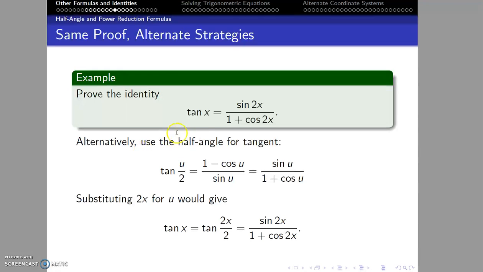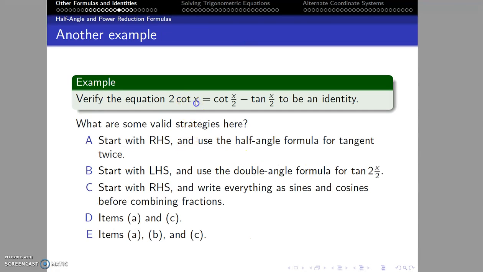Or again, like we had suggested on the previous slide, rewrite x on the left to be 2x over 2, and do the double angle formula for tangent, because this is 1 over tangent x, except now the angle in question that we're doubling is x over 2. Another option might be to start with the right-hand side, write everything as sines and cosines in x over 2, combine your fractions and reduce accordingly. Maybe that will get you to 2 cotangent x.